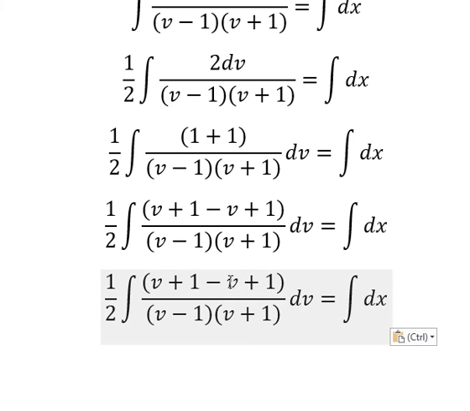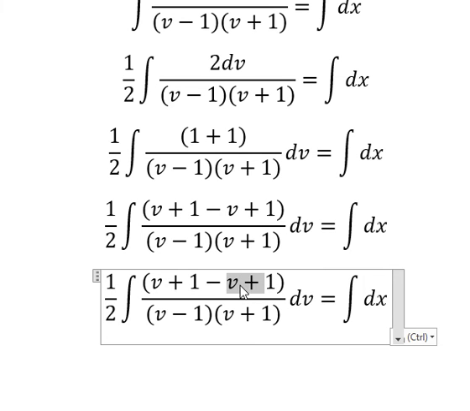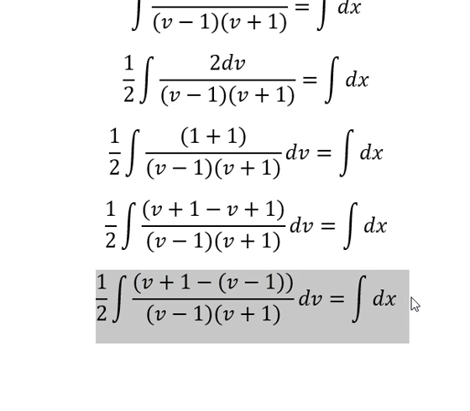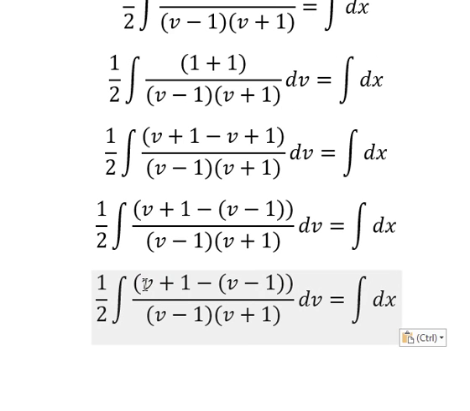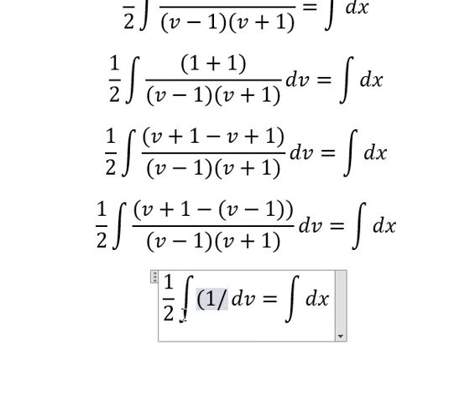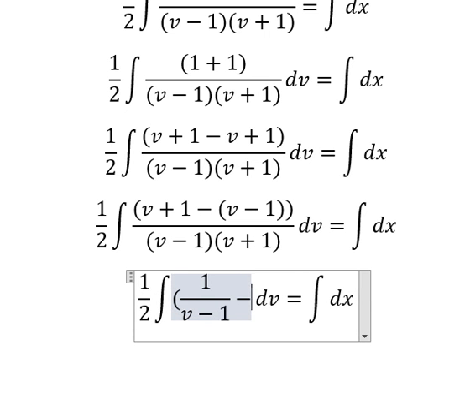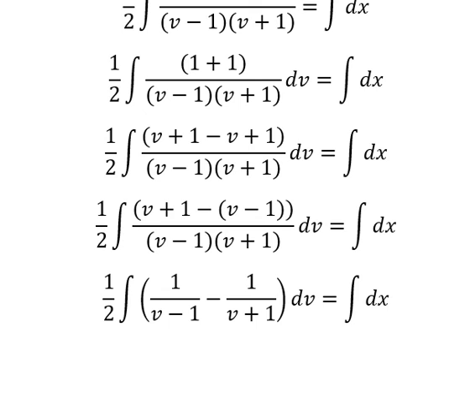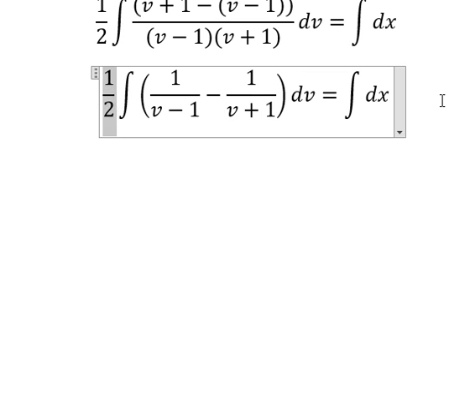Now I can do factorization by negative v plus 1. So we have v plus 1 divided by v plus 1 and v minus 1 divided by v minus 1. So we have 1 over v minus 1 minus 1 over v plus 1. And now we have the final answer.